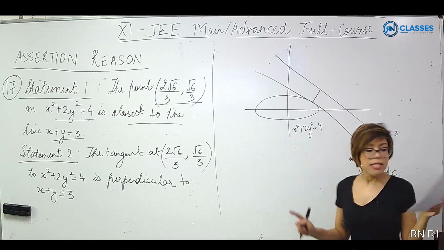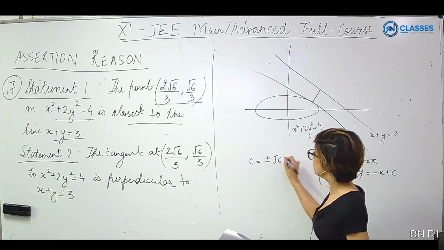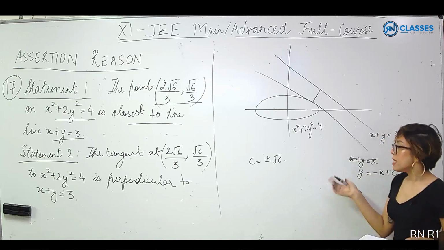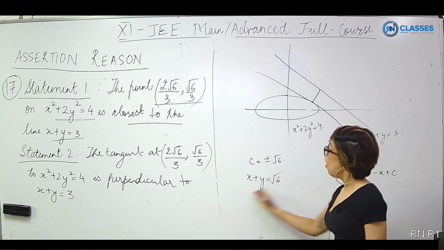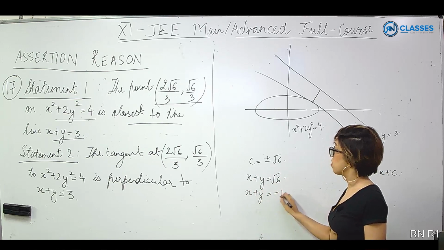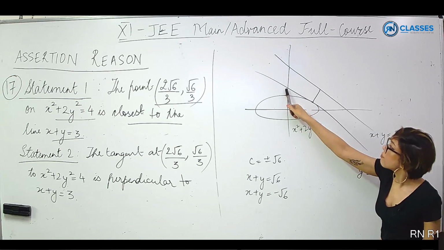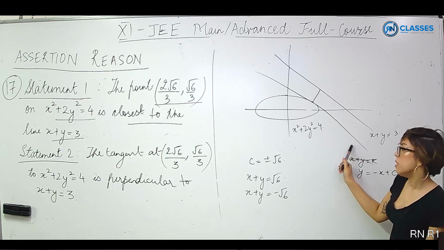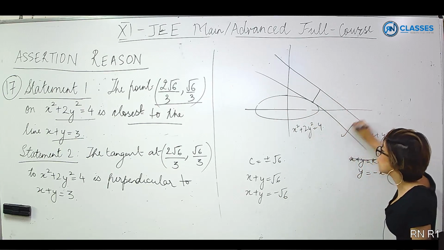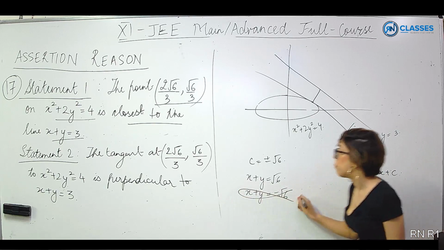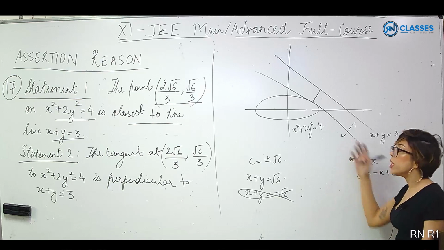In fact, c turns out to be plus minus root 6. So my equation of the tangent is either x plus y equal to root 6 or x plus y equal to minus root 6. I know that the y-intercept for this one is positive, or if I have the other one, that will be negative. But I want the closest one, so I want this tangent. So this cannot be the equation of the tangent which I want. So I know the equation of the tangent.